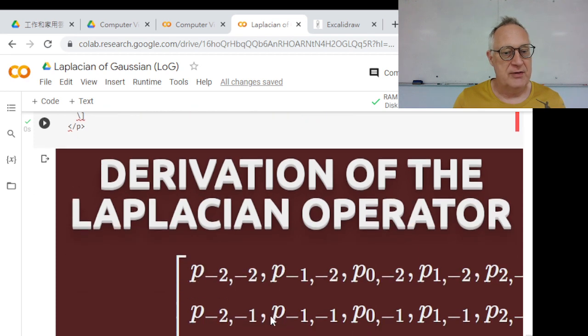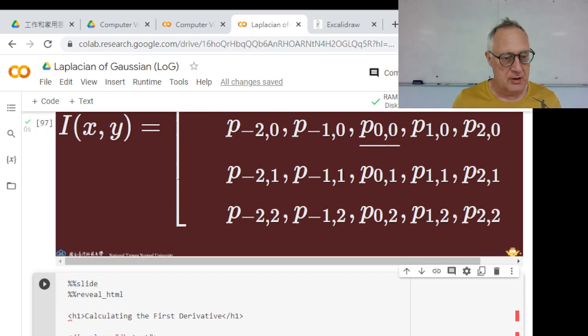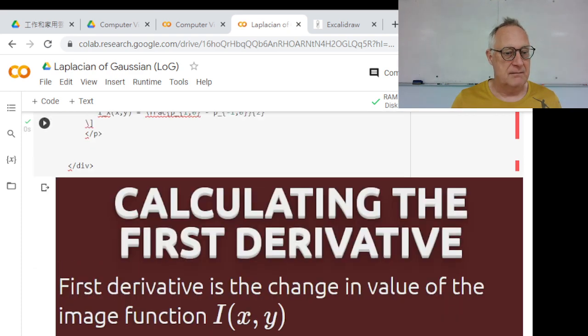So the question is, if this is what I call the pixels, then how do I calculate the second derivative? Now calculating the first one, we said that's pretty clear. In the simplest case, it would be the difference between P10 and P-10, my right neighbor and my left neighbor, in the x direction. In y it would be P01 minus P0-1, divided by 2 then.